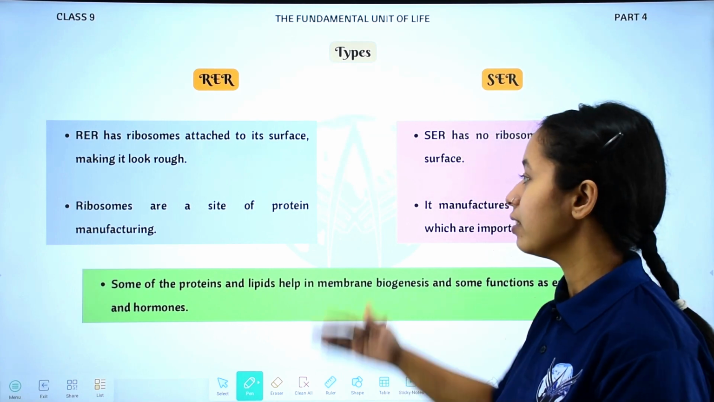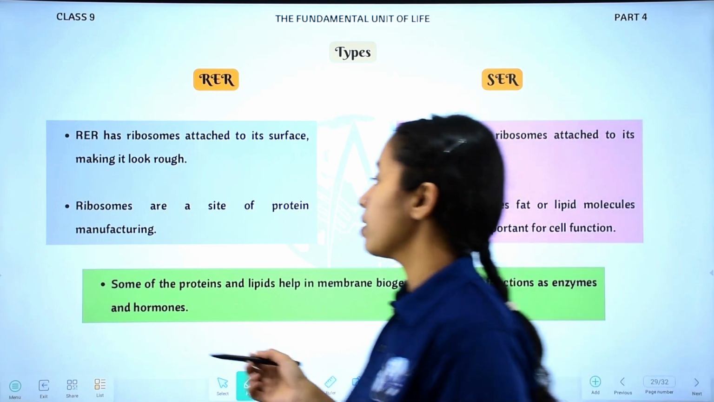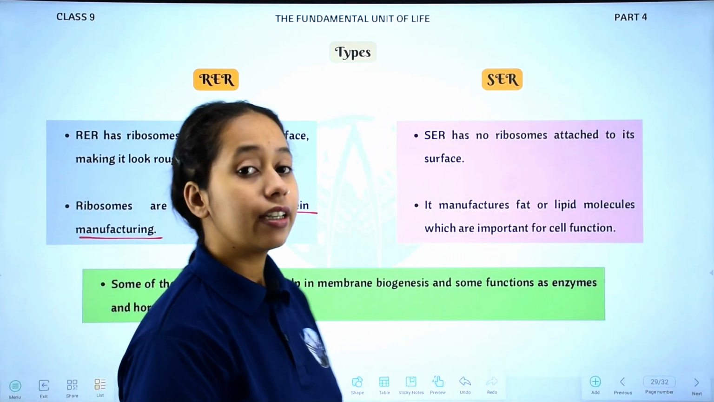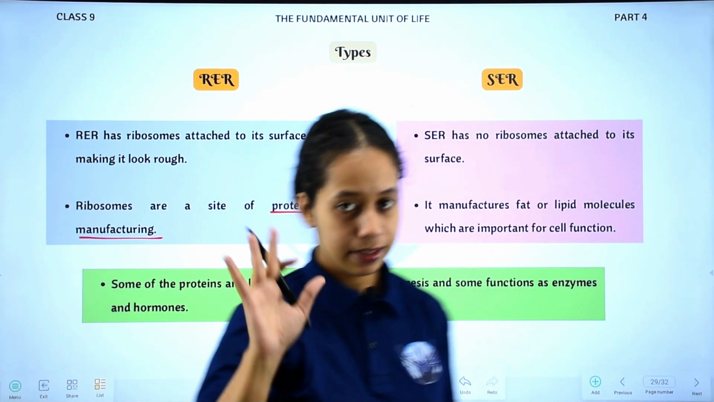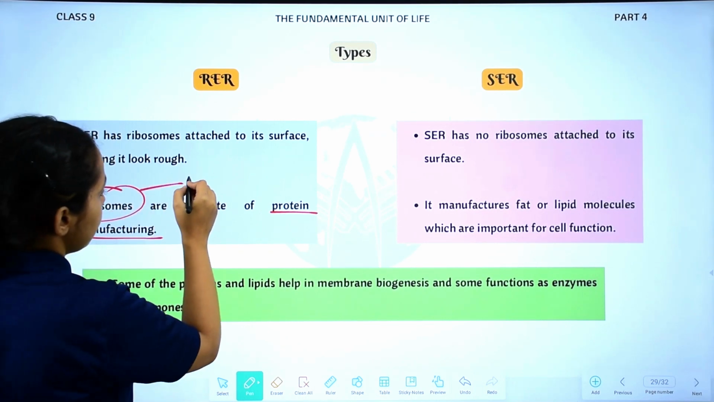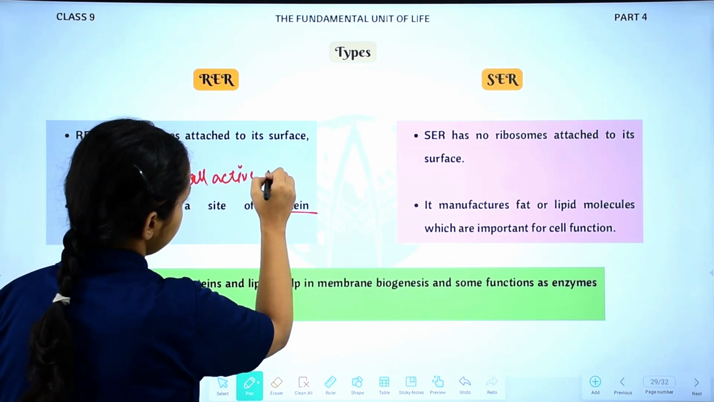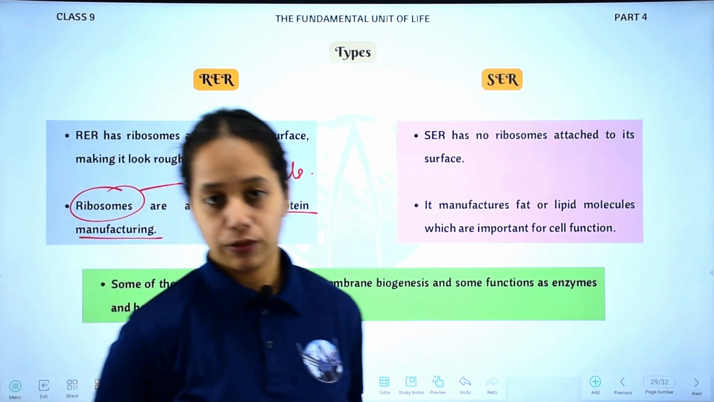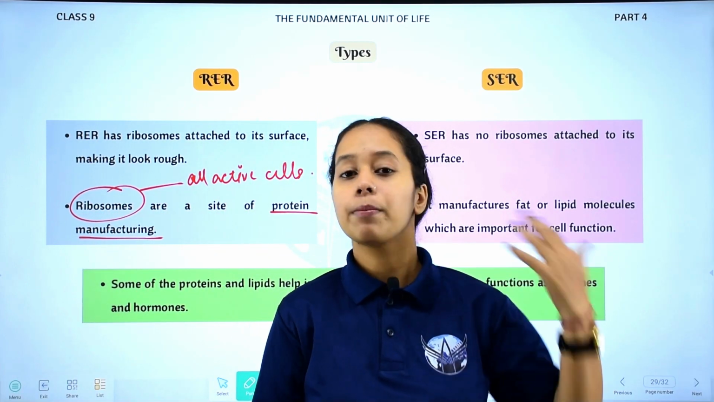Now these ribosomes, what are these ribosomes? Ribosomes are a site of protein manufacturing. What are ribosomes? First of all, ribosomes are present in almost all active cells. And these ribosomes are a site of protein manufacturing. They are the site where proteins are manufactured, where proteins are made.